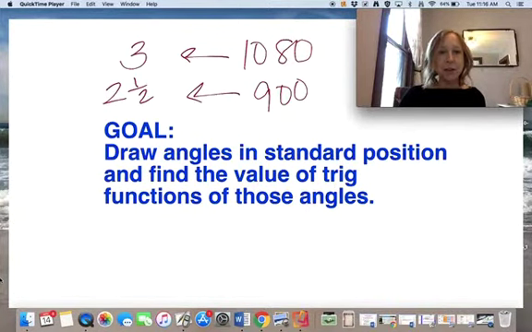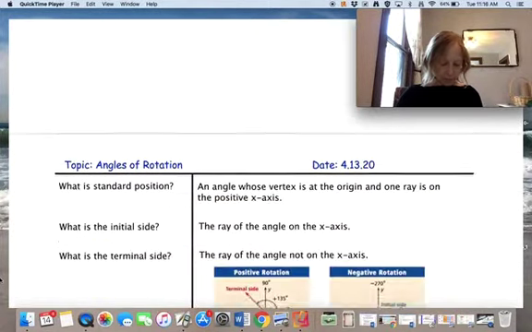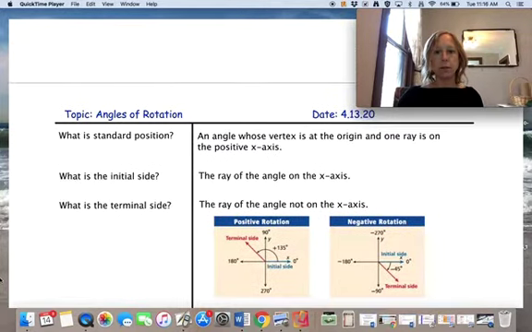Okay, so these revolutions, this language 1080, 900, 360, 180, it all comes from degrees in a circle and something that we call angles of rotation, which is what we're going to be learning about today. There's a lot of vocabulary involved when we're talking about angles of rotation. I'm going to explain these words, but you'll probably want to pause this at some point and jot these down.